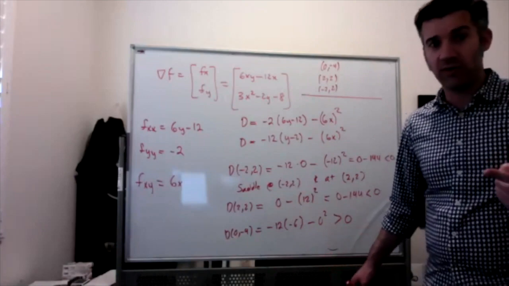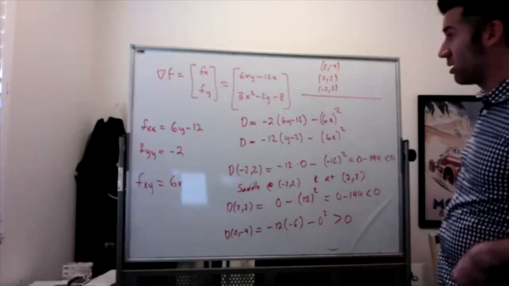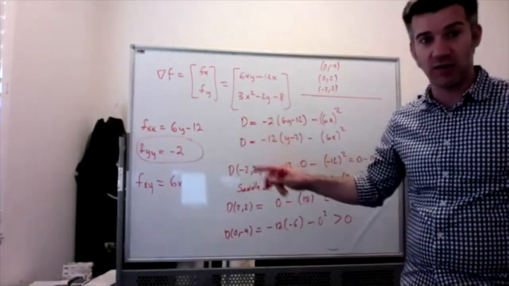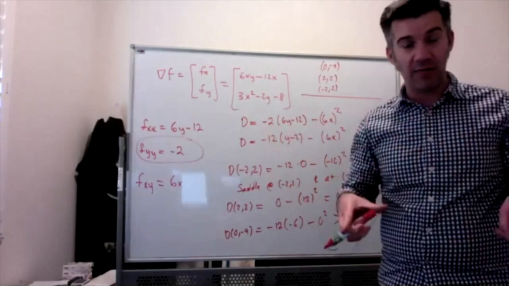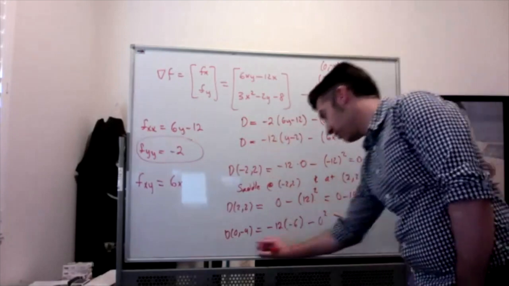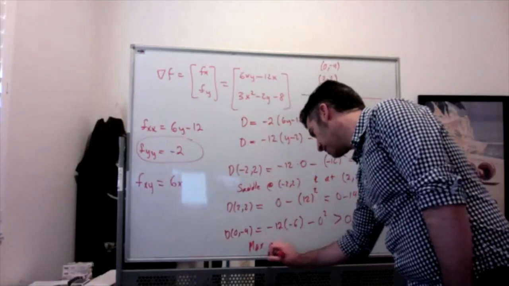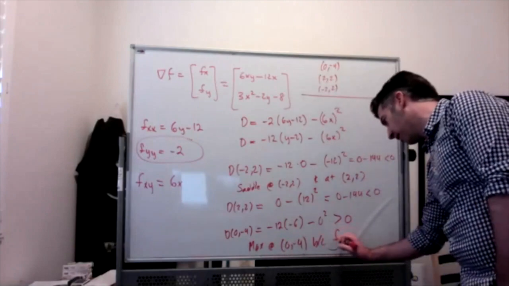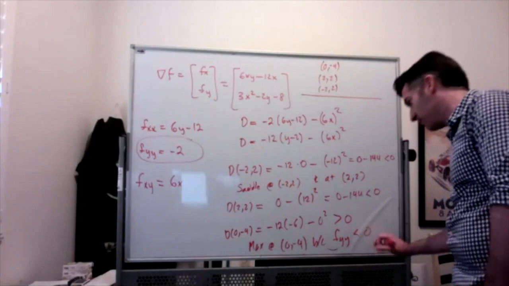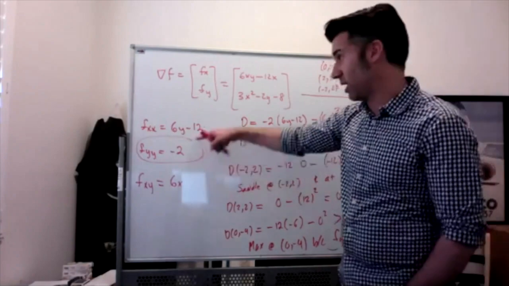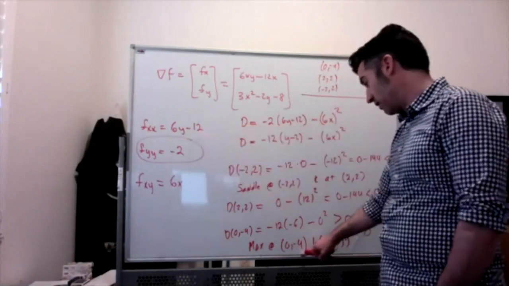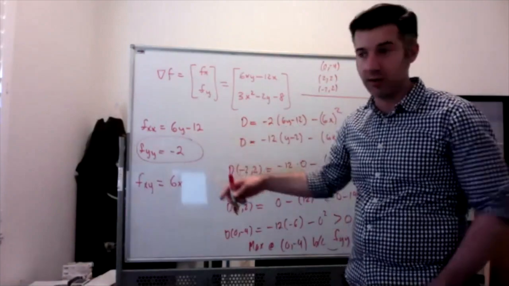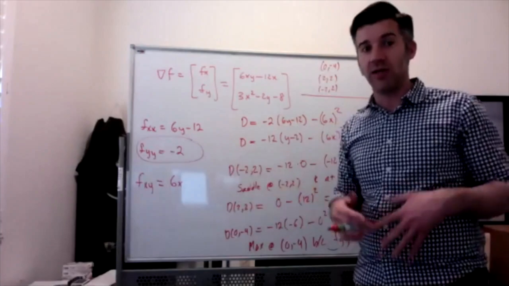The more work you have to do is check one of the second derivatives. Well, look, fyy is negative 2, meaning that second derivative is negative. It's concave down, so we have to have a max. So we have a max at 0, negative 4, because the second derivative, fyy, is negative. Or you could have checked fxx, right? If you check fxx, if you plug in negative 4, you would also get a negative, negative 12. So either one you check, it doesn't matter which one you check, they'll tell you the same information.